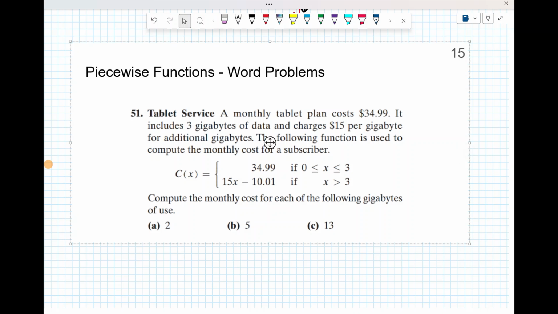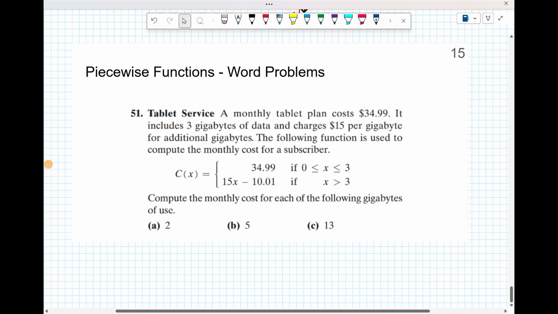So if x is in between 0 and 3, in other words, if you use anywhere from 0 gigabytes all the way up to 3 gigabytes, it is just $34.99, right? That should kind of make sense. However, if you end up using more than 3 gigabytes of data, you'll be charged an extra $15 per gigabyte.